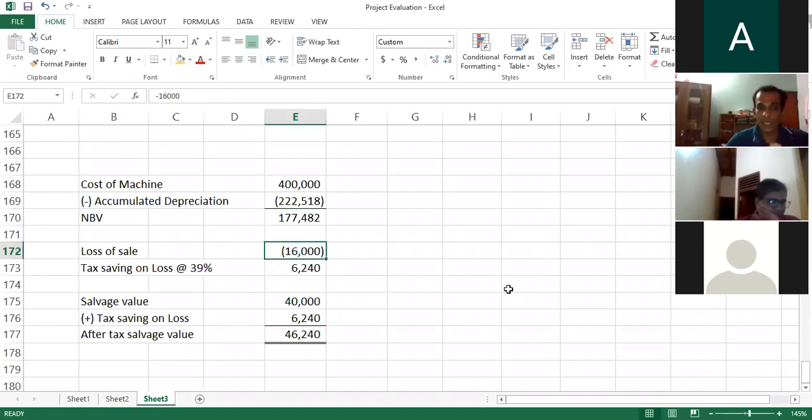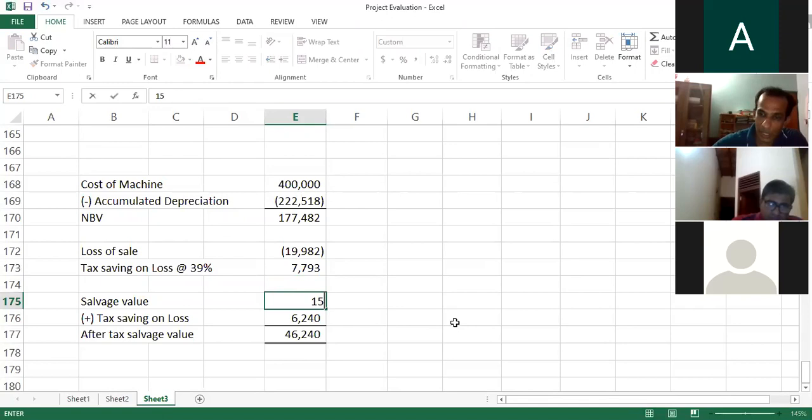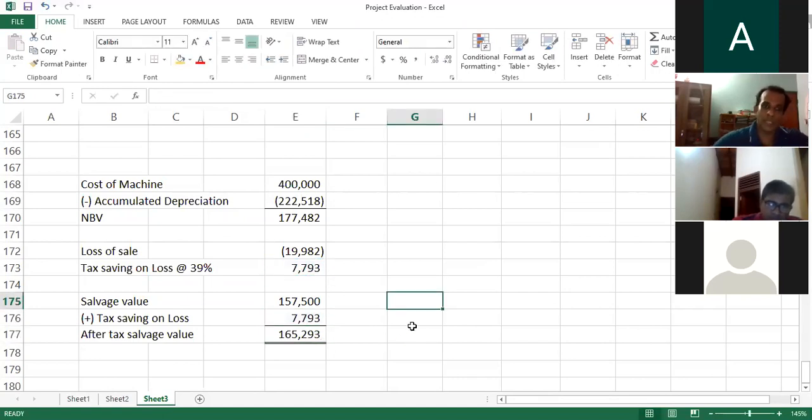What is the expected salvage value? Expected selling price? 157,500. Is there a profit or loss? There is a loss. What is the loss? The loss is 19,980. And we have to calculate tax on that. The tax, 39% of this, is 7,790. So the salvage value is 157,500, and to that we need to add the tax saving. When you add the tax saving, you get the after tax salvage.